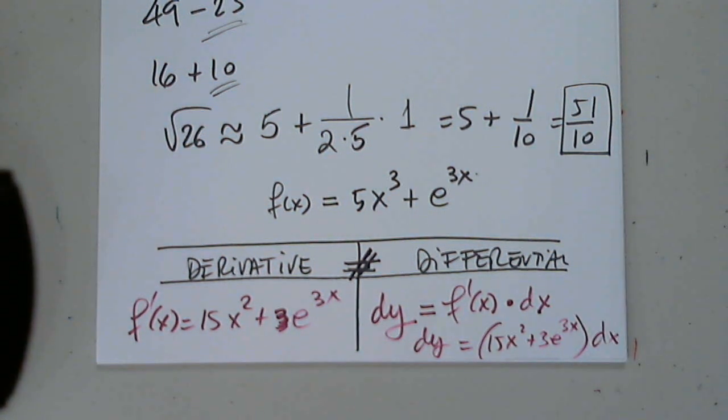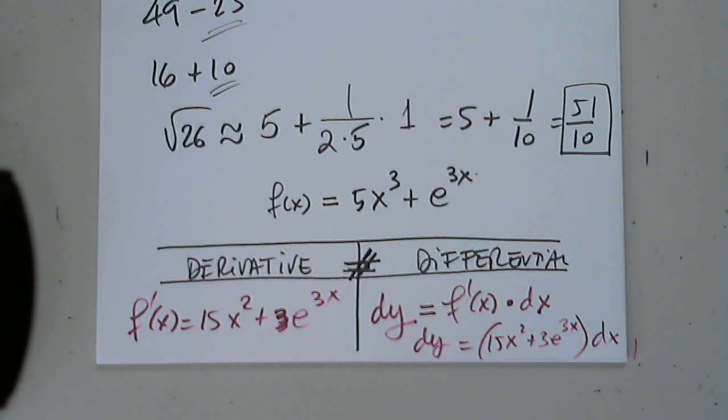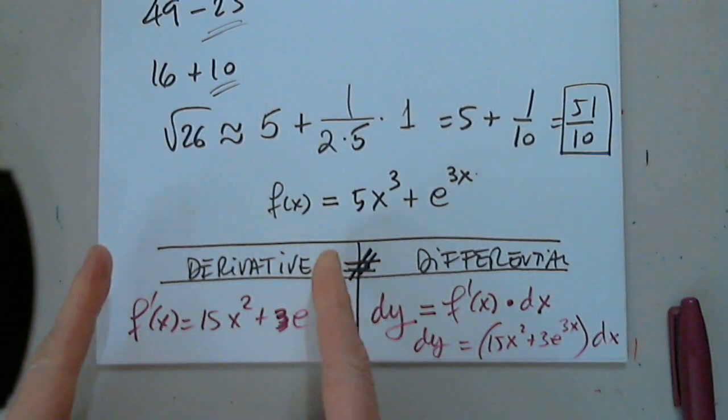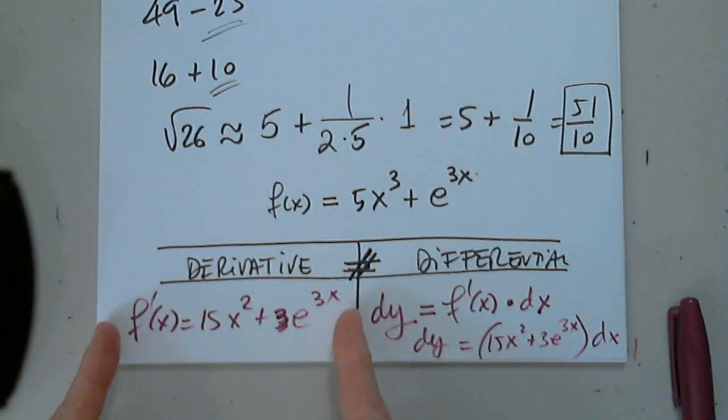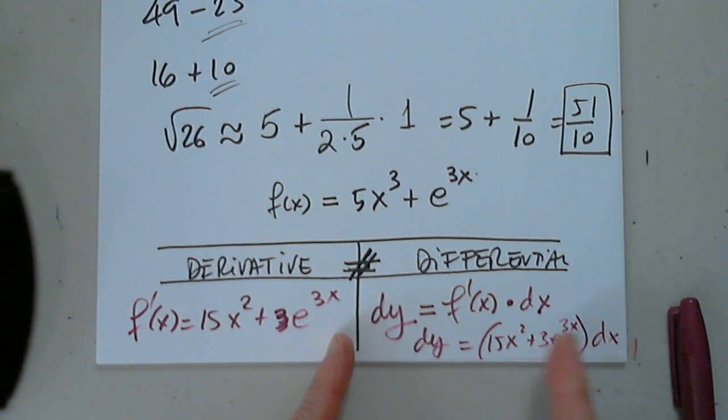We need this in the next chapter. Crucial part of the next chapter. So please understand the derivative of this function is this. The differential of this function is dy, which is all this. It's f prime of x, but times dx.